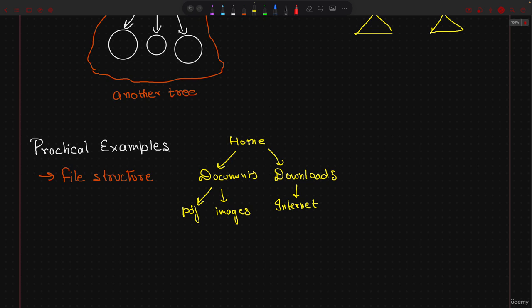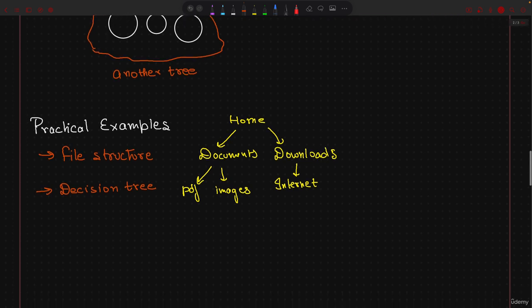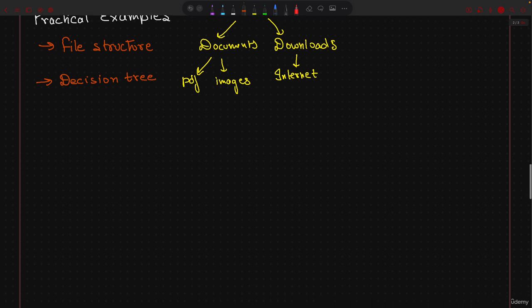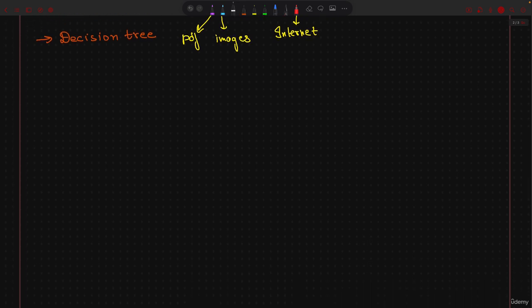In a very similar way, a very famous algorithm of machine learning, decision trees, is where trees are used. We take the decision based on some condition and draw the overall tree based on our data. Okay. So these are some practical examples. Now let us see some industry based examples as well, everyone.